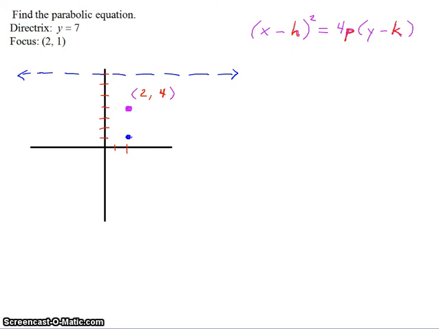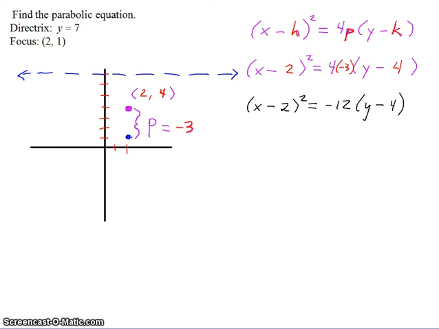The p-value is the distance from the vertex to the focus, or from the vertex to the directrix. We have a distance of 3 from the vertex to the focus. Because our parabola is faced down, p is equal to -3. So let's go ahead and plug everything in that we have, and then we'll have the equation of the parabola. Plugged everything in, simplified a bit, and here we have the equation of our parabola. Let's go ahead and look at the next problem here.